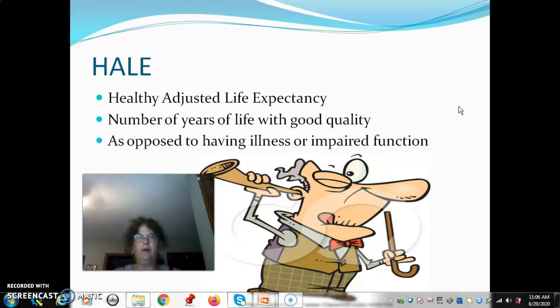But there's an acronym called HALE, Healthy Adjusted Life Expectancy, and it has to do with wellness. The next slide is going to give you the definition of health, which is having some sort of illness or impaired function. You want to look at the number of years of your life and see, hopefully, more good quality days than poorly functioning days. So HALE is just an index or a scale that looks at one's life expectancy, saying that, okay, we want to work on wellness being a positive aspect of your health.